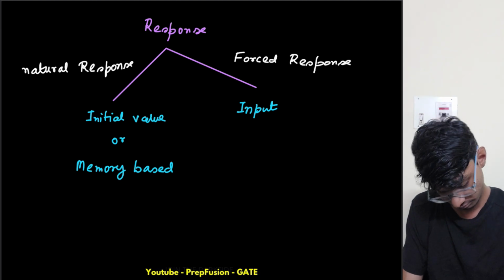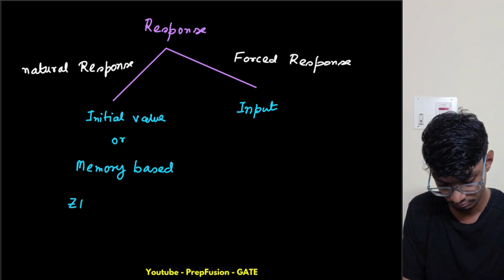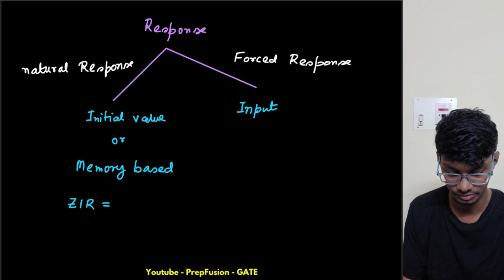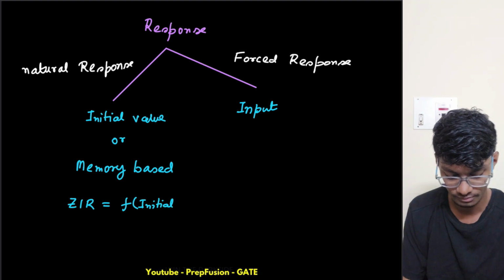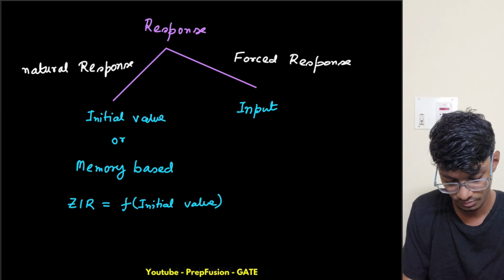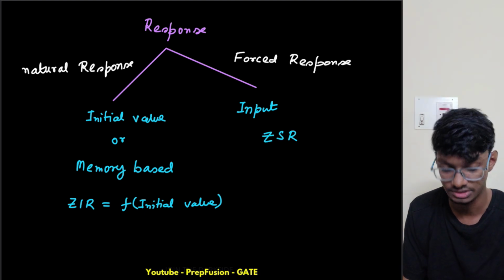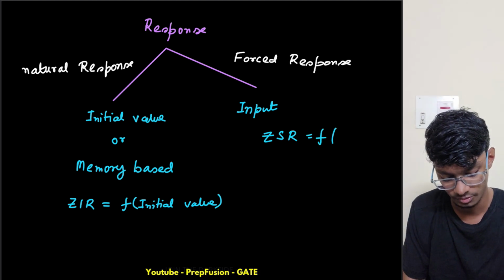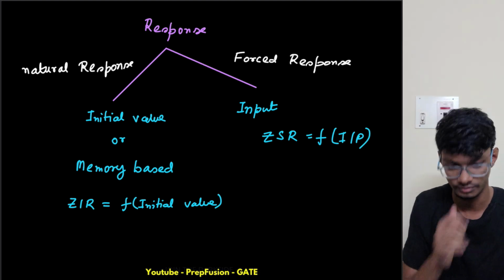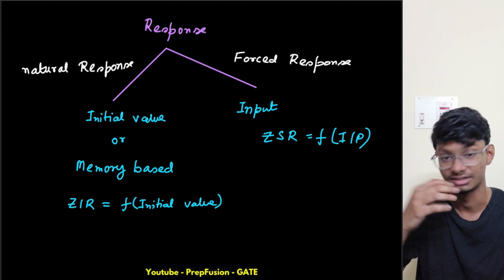This is the zero input response, which is a function of the initial value. Okay, and this is basically the zero state response, as the state is zero in this case, which is a function of input basically. So yeah, that was basically a bit of a revision for you.